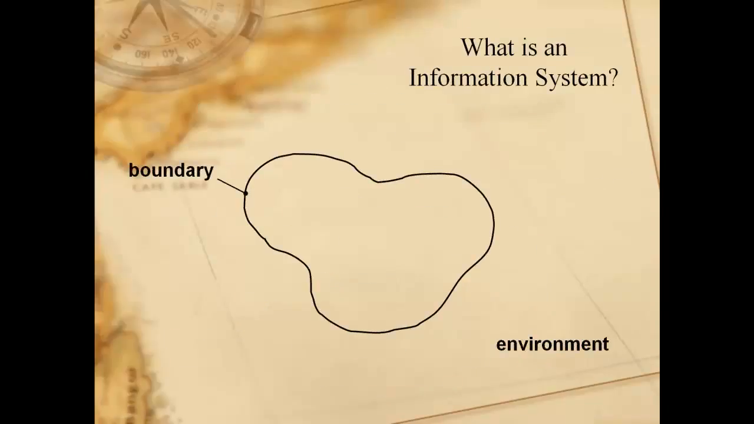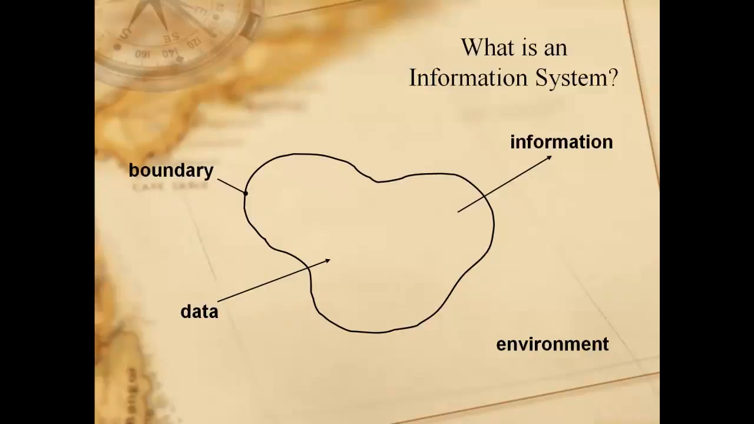Okay, so what's an information system? Well, it's a system, right? It's just an information system. So it's going to have a collection of components, a boundary, and an environment. But what an information system does is it brings data into the system, and it produces what's called information. So an information system converts data into information.